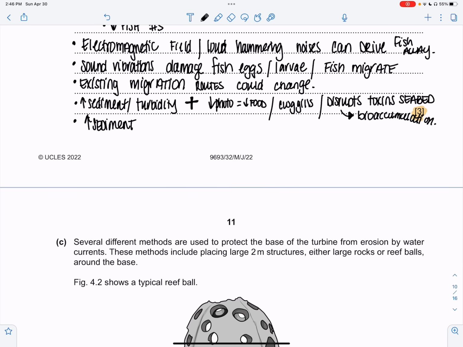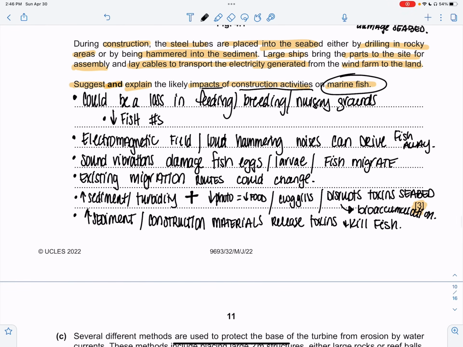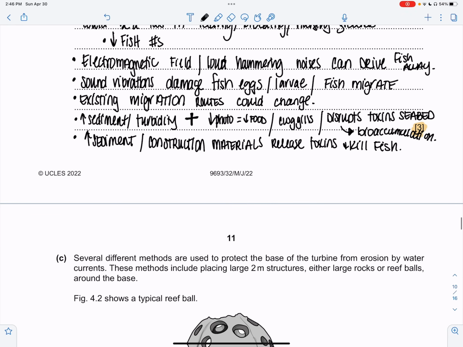So this one is specifically about releasing toxins that could kill fish. So whether this is from disrupting the sediment or the construction materials used. And this is from the sediment getting dislodged or disrupted from hammering or drilling into rocks. Kill the fish. Just make sure that we're saying the activities on marine fish, how it affects the fish.